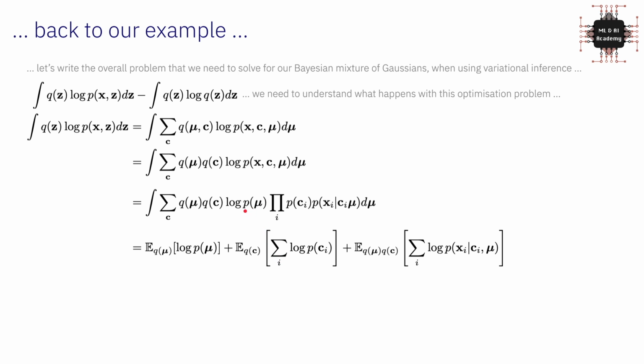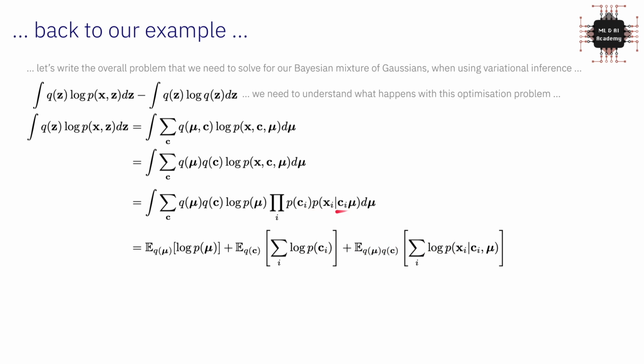So for q of c, where did this come from? Log of product over i of p of ci is nothing but the summation of log of p of ci. And now you will have summation over c, q of c, summation over i of log p of ci, which is nothing but the expectation over q of c of the summation over i of log of p of ci.